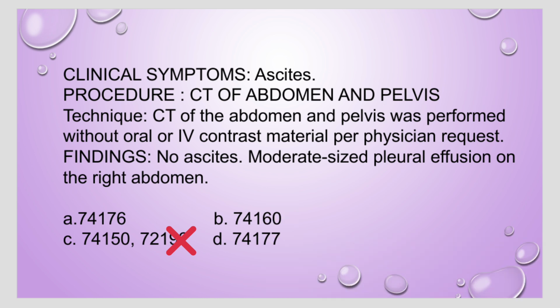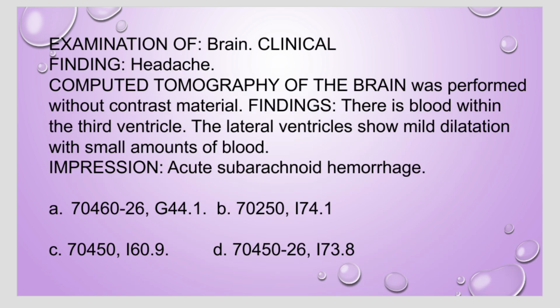Next question. Examination of brain. Clinical finding. Headache. Computer tomography of the brain was performed without contrast material. Findings. There is a blood within the third ventricle. The lateral ventricles show mild dilatation with small amounts of blood. Impression, acute subarachnoid hemorrhage. So we'll check the options.